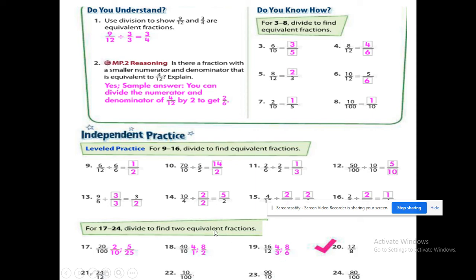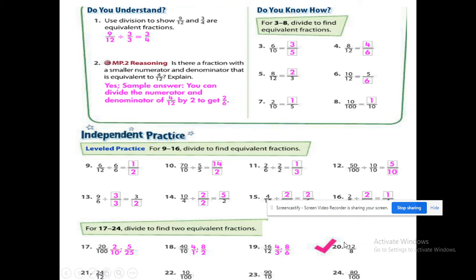As I told you before, he wants two equivalent fractions, so let's think about another number. If I divide the 16 by 2, I can get 8. If I divide the 12 by 2, I can get 6. So 8 over 6 is also another equivalent fraction. As you can see, in all of these three examples we used division to find other equivalent fractions. I divide the numerator and I divide the denominator by the same number.